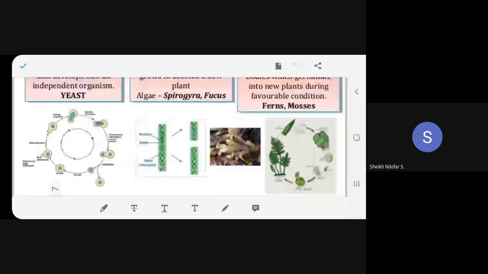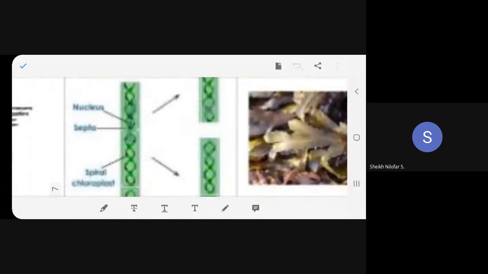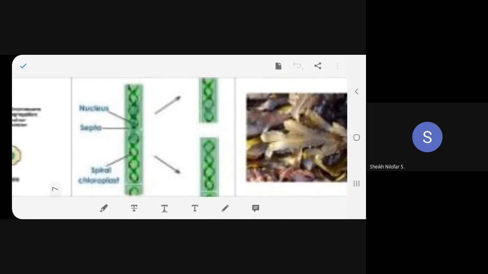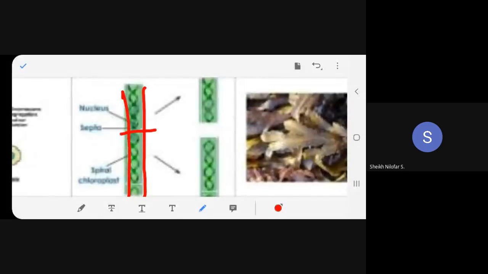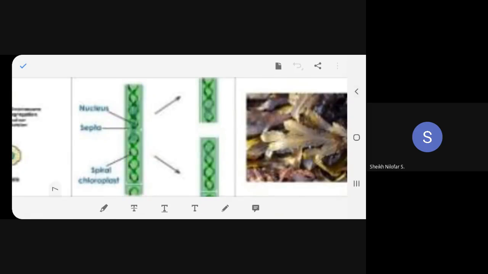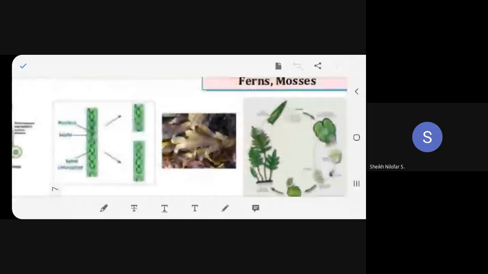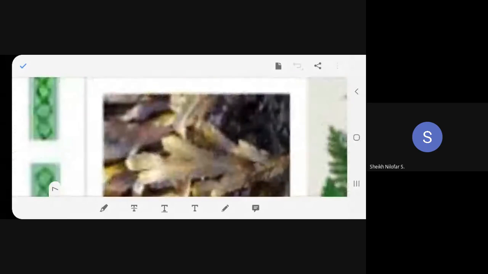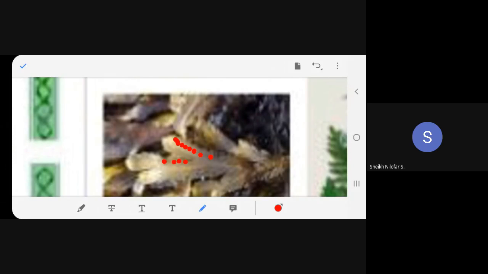Now we see Spirogyra. This is a parent plant. Now it breaks and becomes one and two. Two plants I got from a parent plant. Yes, you can see over here. You get some spores on it like this. Like this, you get spores.